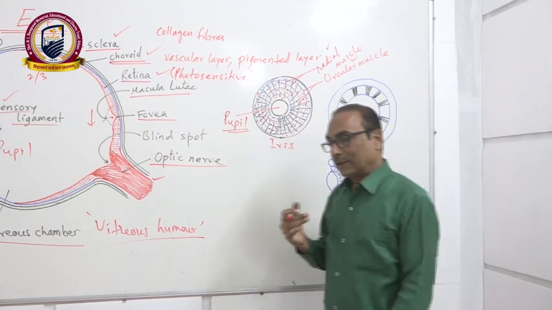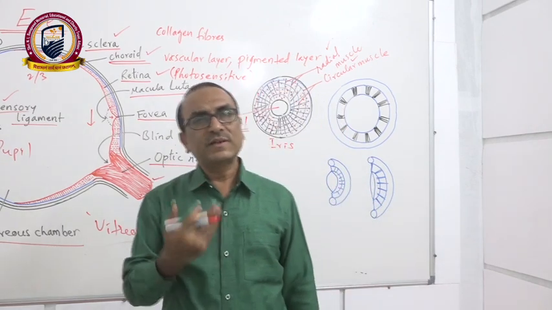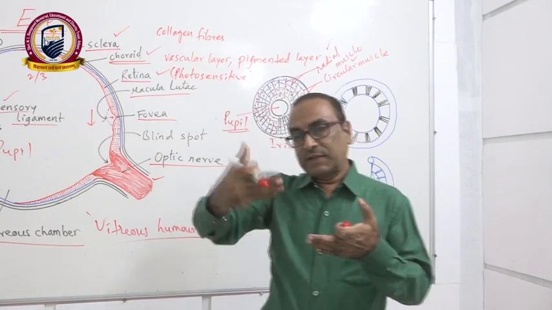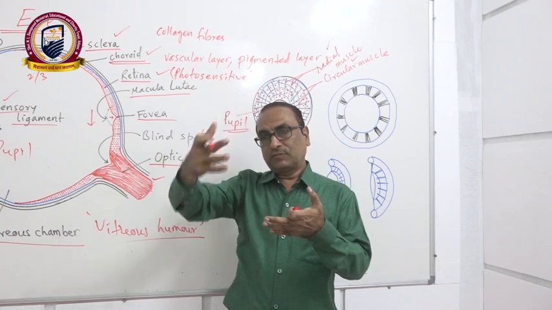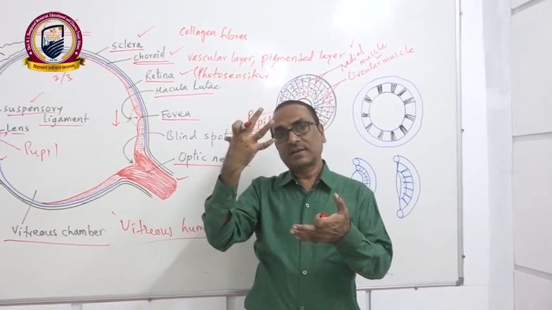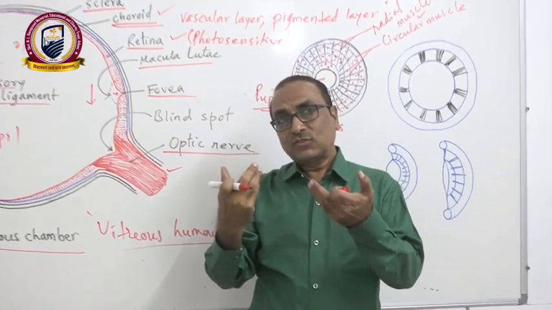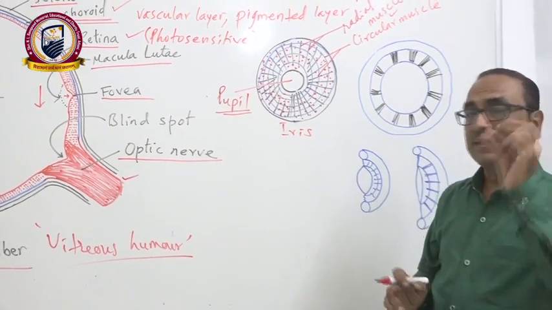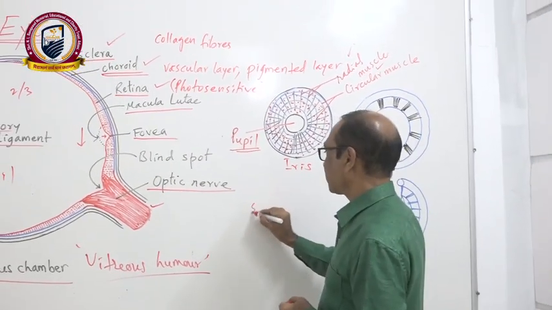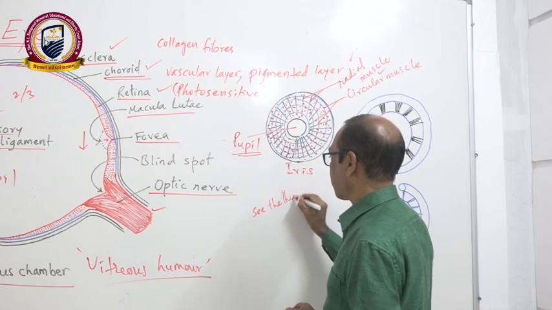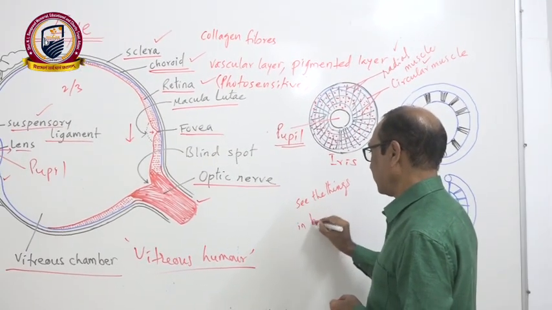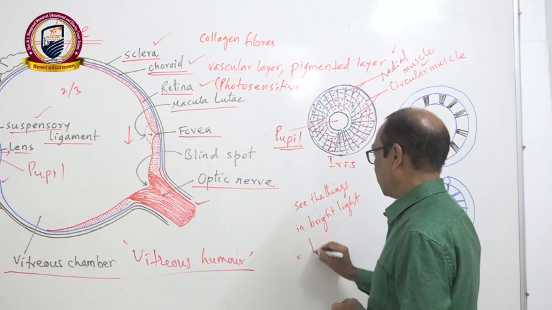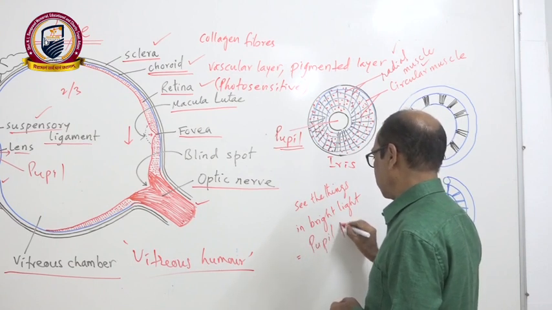And these two muscles play a very important role in changing the size of the pupil. For example, we are looking at a very bright light or seeing some object in a bright light. At that time, the light reflecting from the object will be intense, more light is entering. So to see that excessive light should not cause damage to our retina, the pupil size will be made narrow. So when we see the things in bright light, what happens? Pupil becomes narrow.